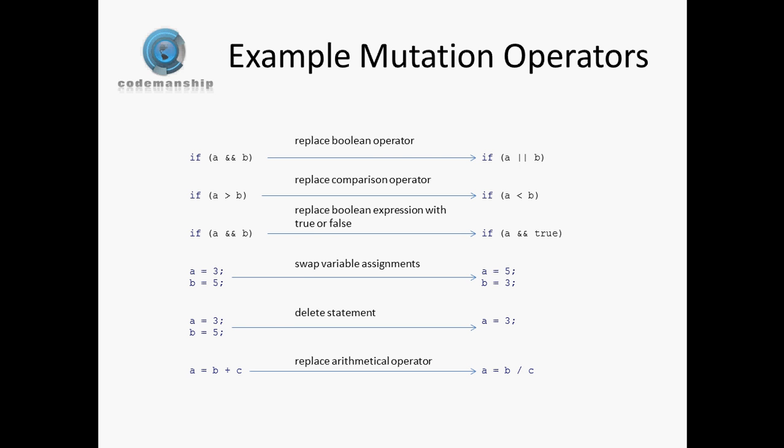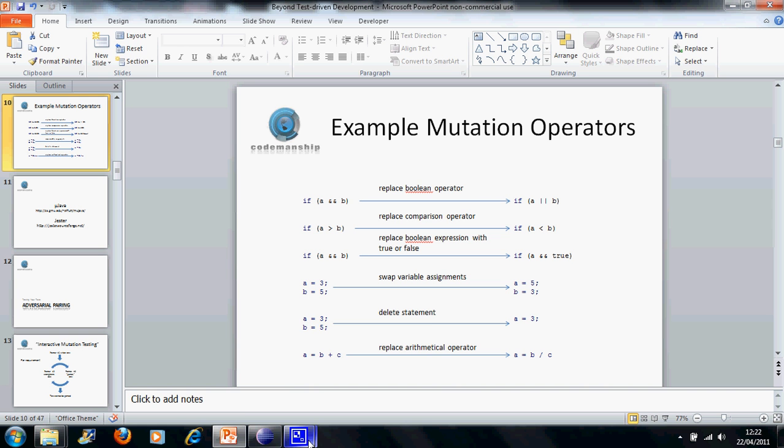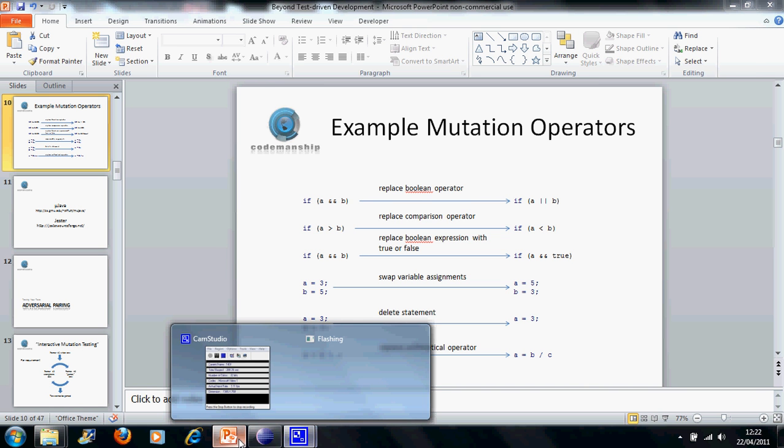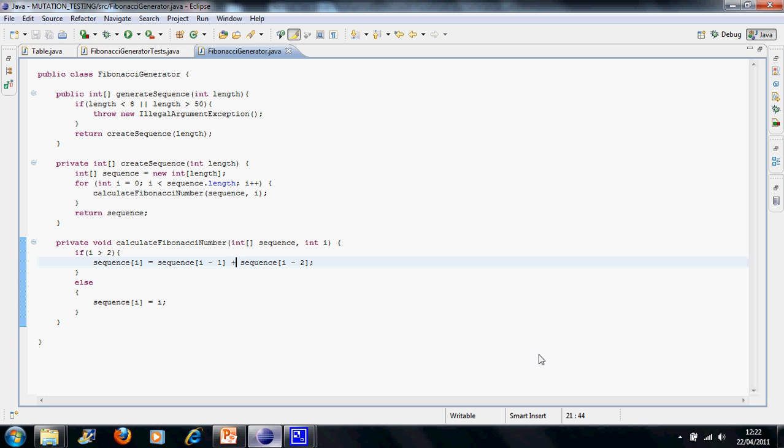this example. I've written some code with some tests for a Fibonacci sequence generator. You ask it for a sequence of Fibonacci numbers of a specified length. The length has to be 8 or more, or 50 or less. So no less than 8, no more than 50. Otherwise it will just return a Fibonacci sequence of the length requested. And now I'm interested to know how good the tests are for this Fibonacci generator, so I can use mutation testing to look for gaps in the tests.